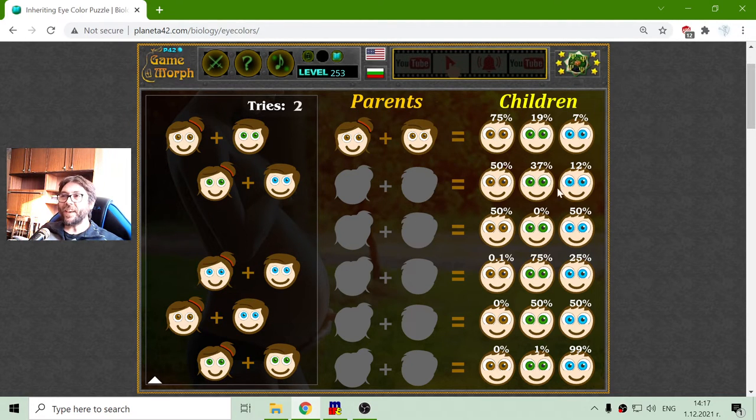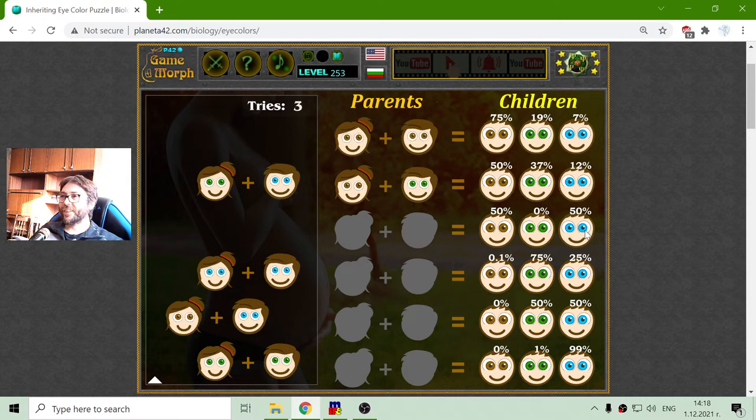So next variation is 50% brown eyes, 37% green eyes, and 12% blue eyes. Now the parents should be brown eyes and green eyes, correct? Again, there is a small percent to get a child with blue eyes.